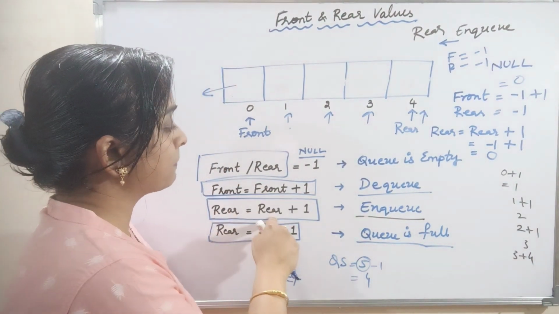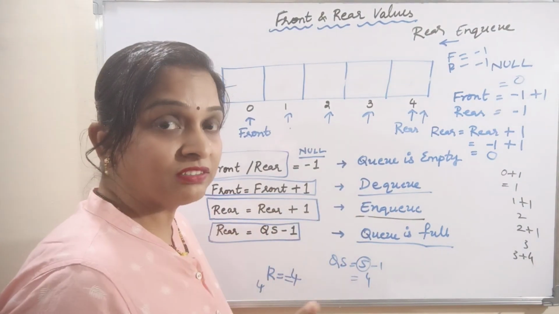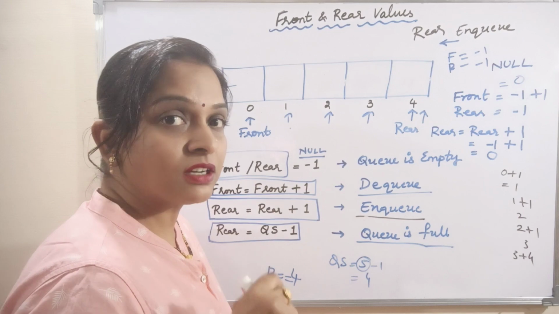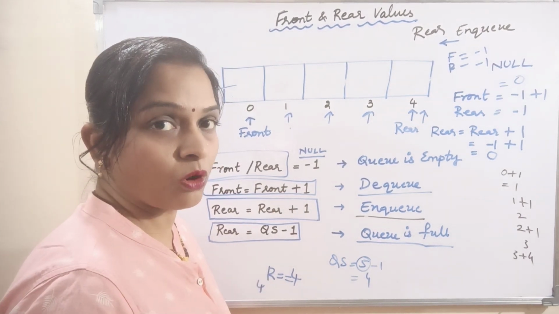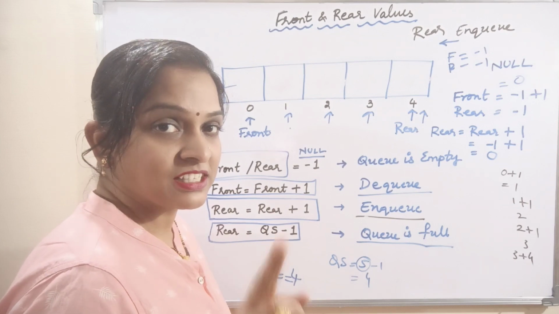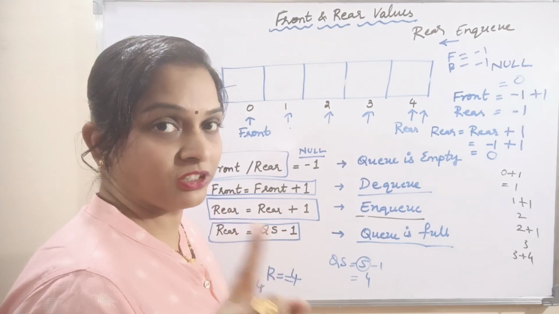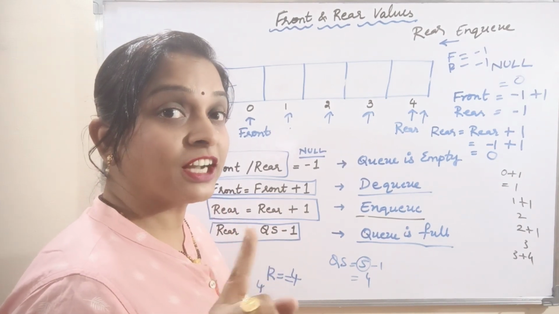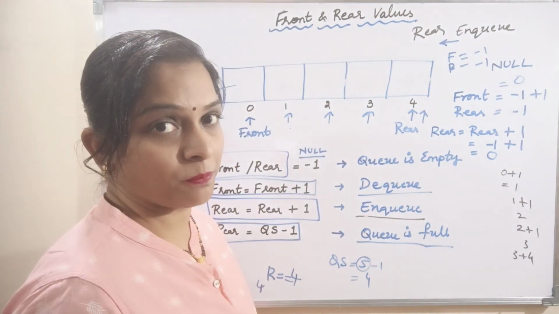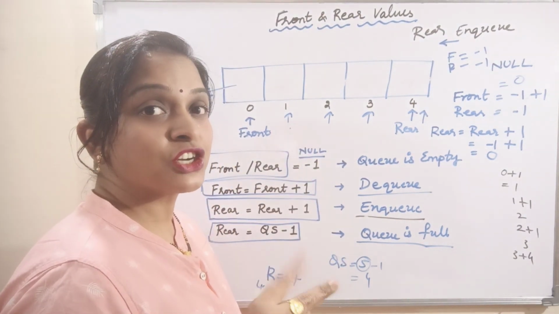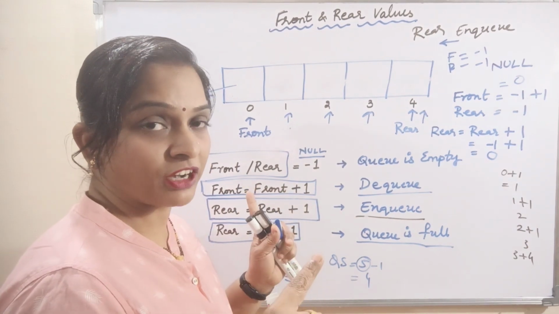When I increase the rear pointer, it is NQ. When I increase the front pointer, it is DQ. And one thing you need to notice here in queue operation, we always do the increment of both front and rear. Whereas in stack, we have only one pointer, top. When the top pointer gets increased, it is push. When the top pointer gets decreased, it is pop. But here, we do the insertion and deletion at two different ends. One is the rear end, the other is the front end.